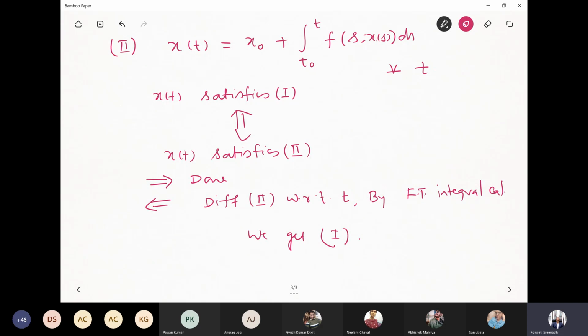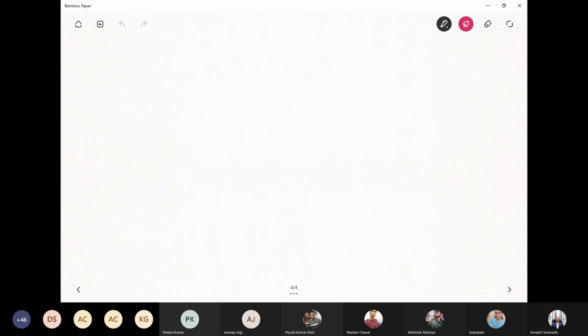Therefore, solving equation 2 is equivalent to solving equation 1. So how do we solve equation 2? The idea is to use some kind of iterations, which later came to be known as the Picard iterations.